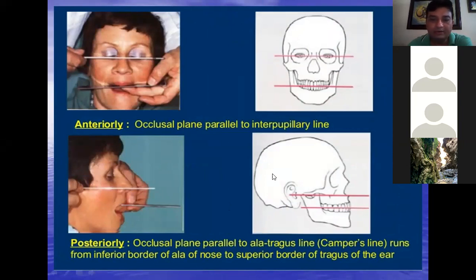Then after that, posteriorly, you draw a line from the ala of the nose to the tragus. This is called the ala tragus line. जो पहले हमने line discuss की थी, वो outer canthus से tragus तक थी. समझ रहे हैं, जो हमने orientation relation के लिए की थी. In this case, you draw a line from the tragus of the ear to the ala of the nose. This is called the ala tragus line or camper's line. इसको camper's line भी कहते हैं.